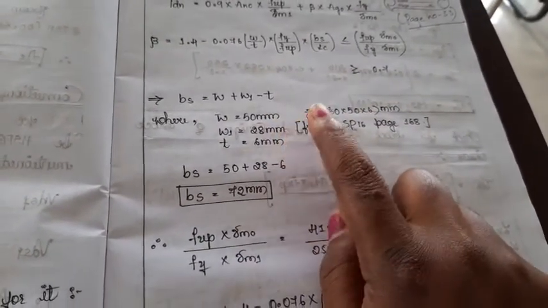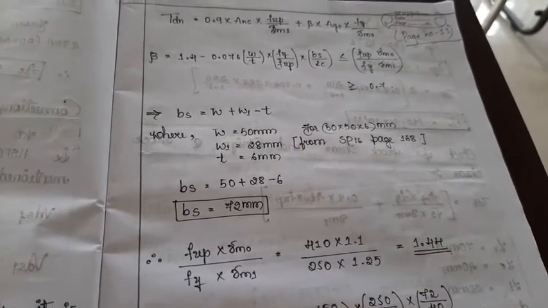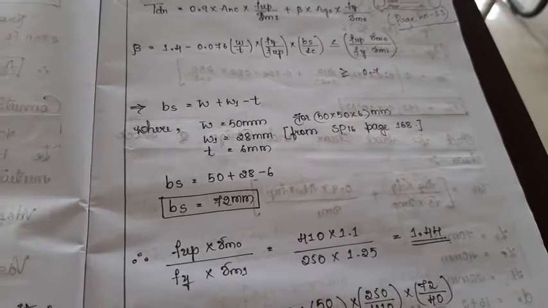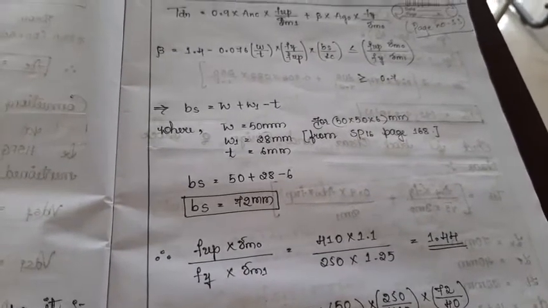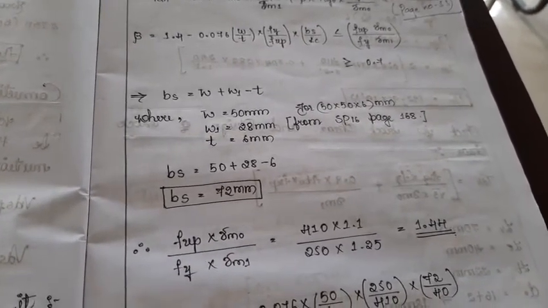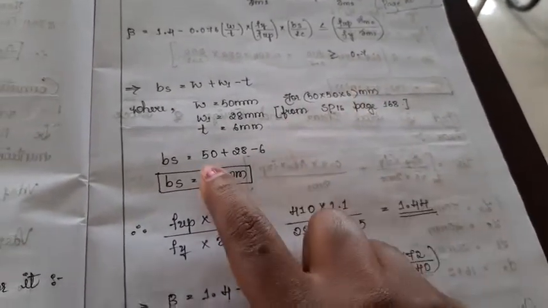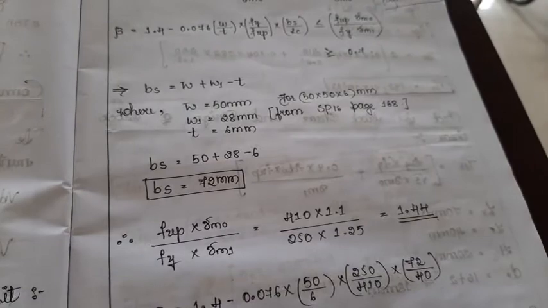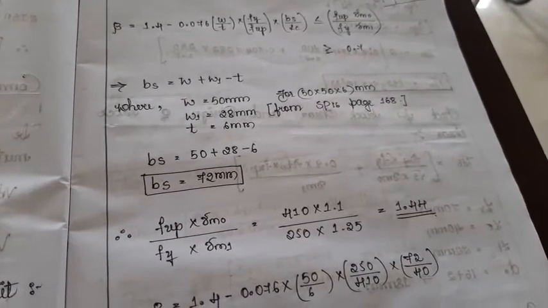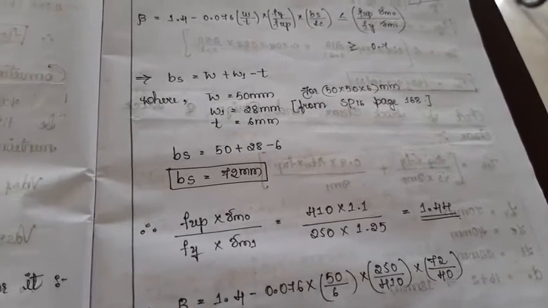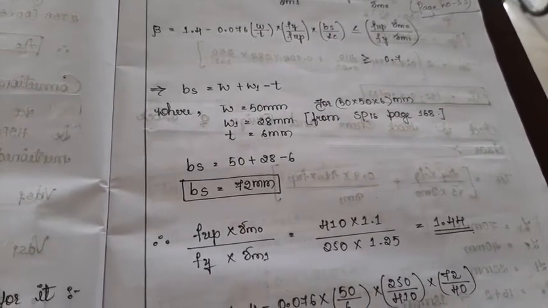I will show you that code book in the next class. In case it is possible, please download it at home. The W1 value is 28 mm and the thickness is already known, that is 6 mm. So Bs equals W plus W1 minus T, that is 50 plus 28 minus 6 mm thickness. So you will get your Bs value as 72 mm.